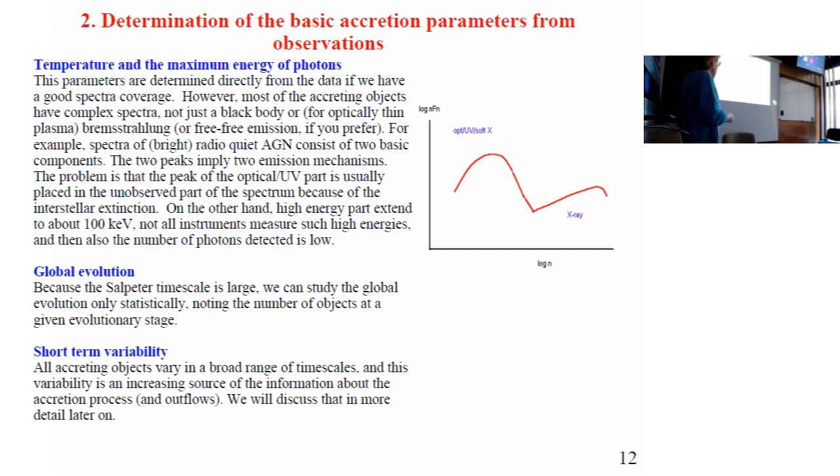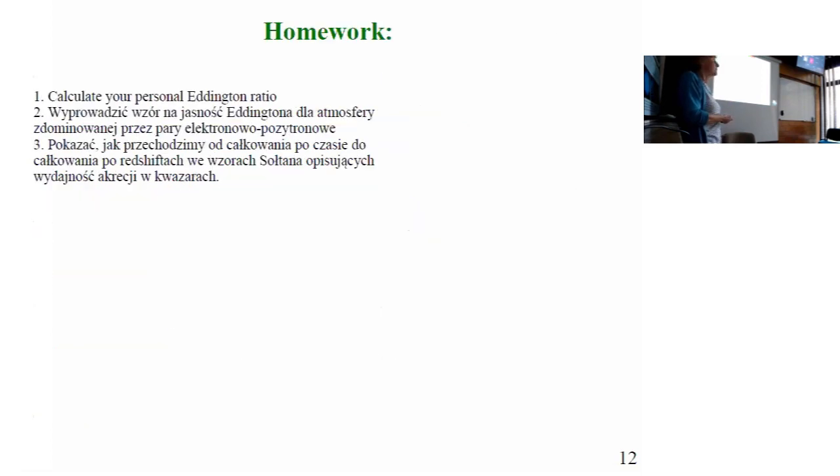Global evolution, we cannot say anything about global evolution because we have no patience and no grants covering 10 to the 8 years, right? So only from evolutionary stages and statistics can we have some idea about this. On the other hand, short-term variability, we will talk a lot about it because it is really a key to understanding many phenomena in the sources.